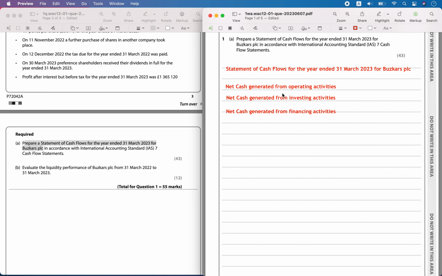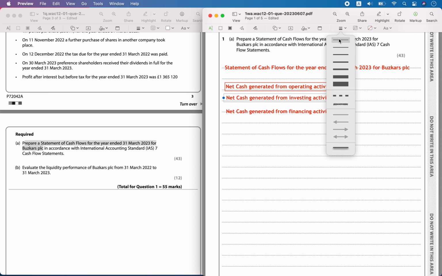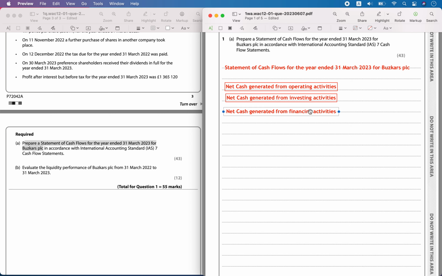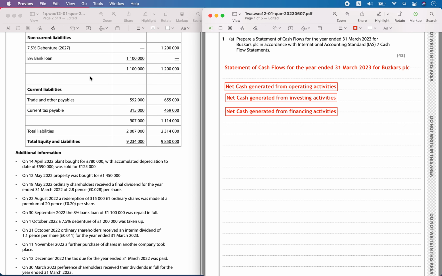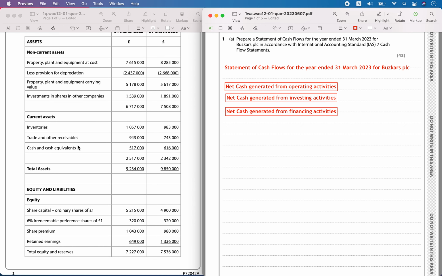So let's prepare it. There are three parts to this statement of cash flow. We need to calculate net cash generated from operating activities. Then we have to calculate the net cash from the investing activities and the net cash from the financing activities. After adding up all of this, it should be balanced by the cash and cash equivalents at the beginning and the end of the year. Then your cash flow statement is said to be correct.